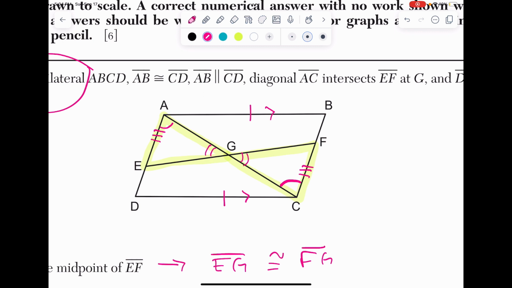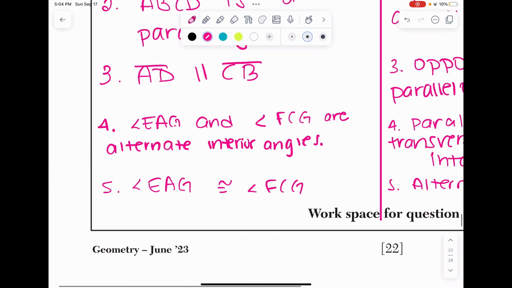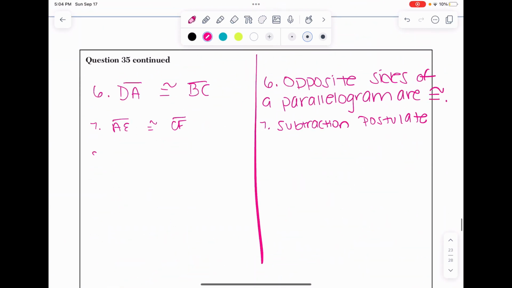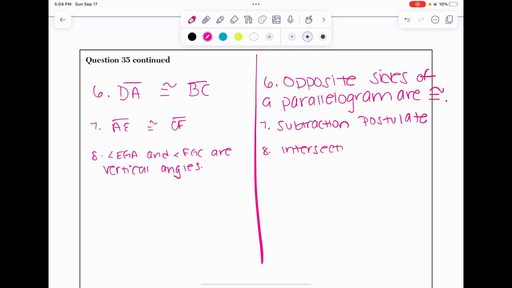So I'm going to say that angle EGA and angle FGC are vertical angles, and that's because intersecting lines form vertical angles. And then I'm going to say they're congruent. Remember, we don't want to just say what they are. We want to always say they're congruent, so we can mark them congruent in our diagram.